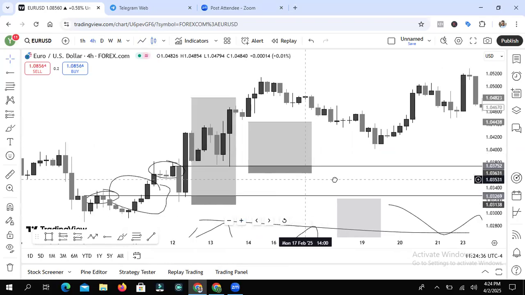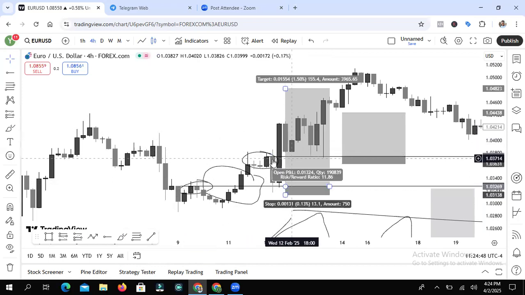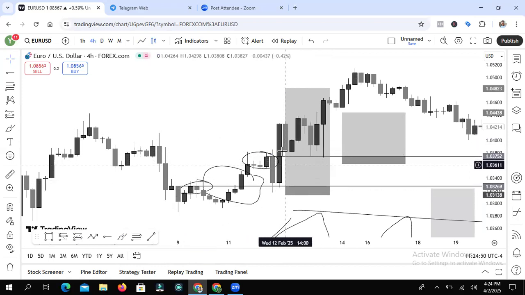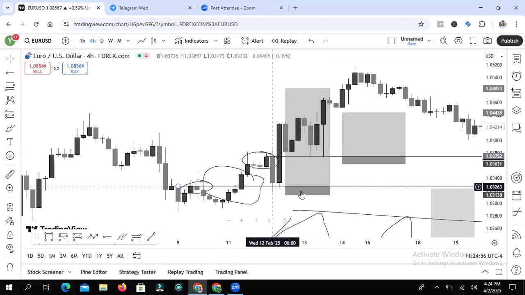Let me zoom in. Okay, so it got disrespected right here. We broke it, and then we came back into it, and then we continue to what? We use that same key level to buy, and then the same thing happened right there. We disrespected it, we use it what? To look for more buying opportunities, and the rest of those candles are liquidity.